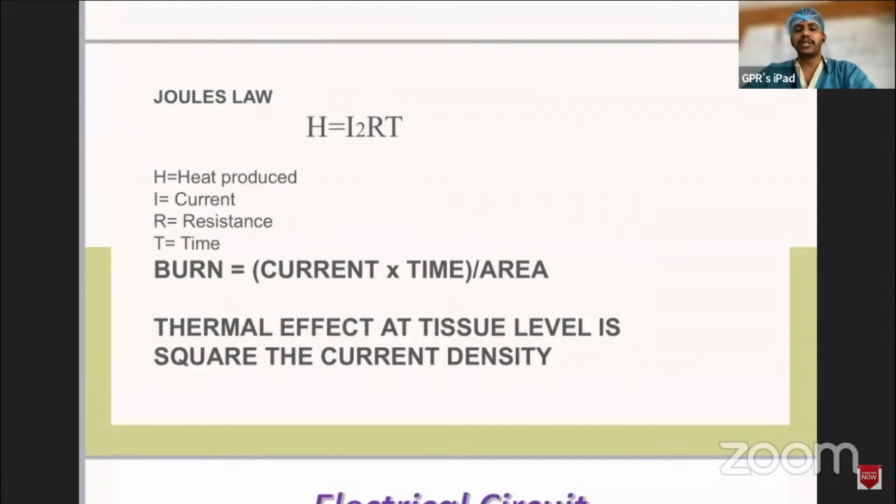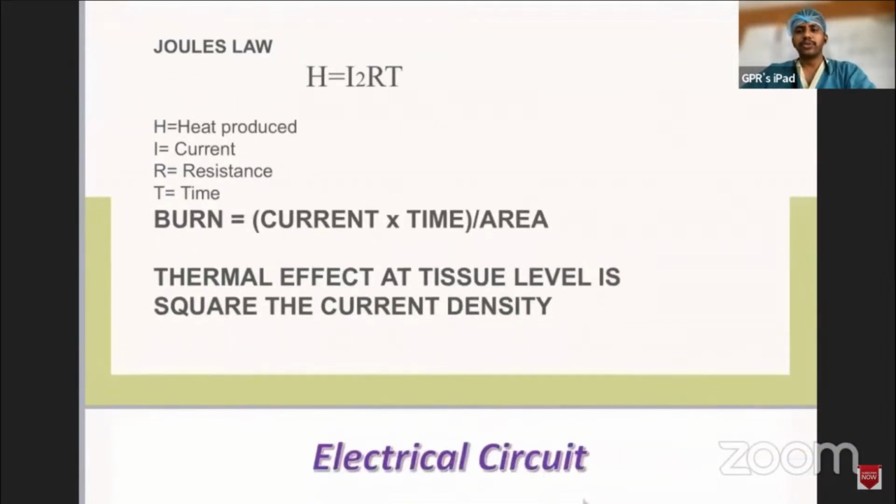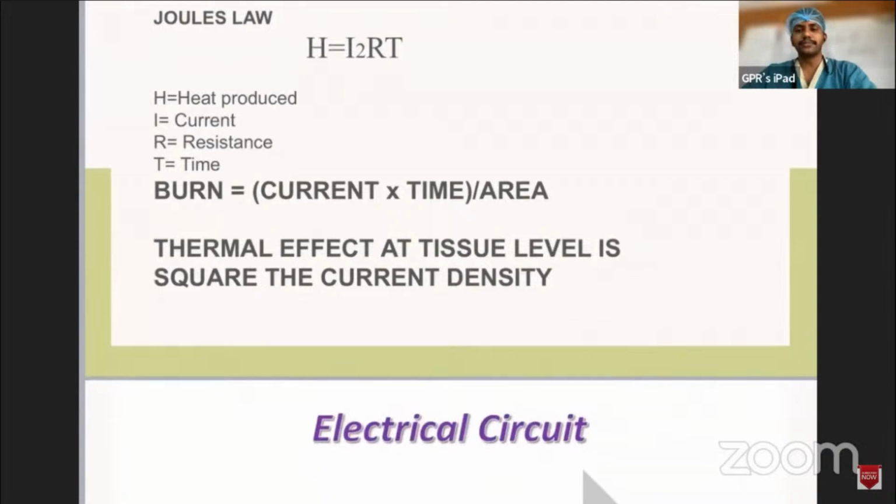No energy instrument in the entire world so far is 100% efficient. So the thermal effect on the tissue is proportional to the square of its current density. This is the formula we always keep in mind before going on to anything.